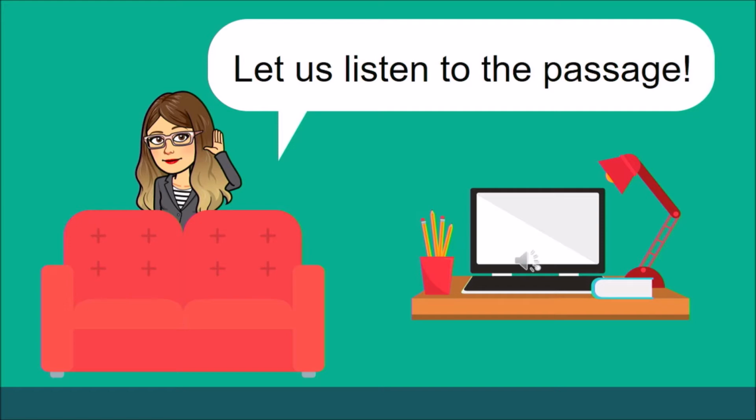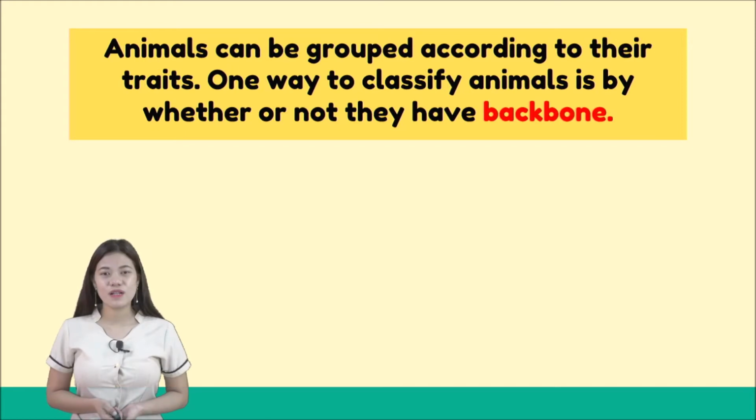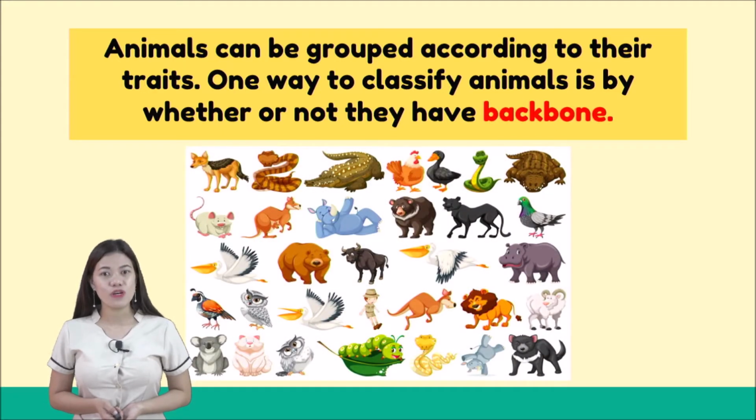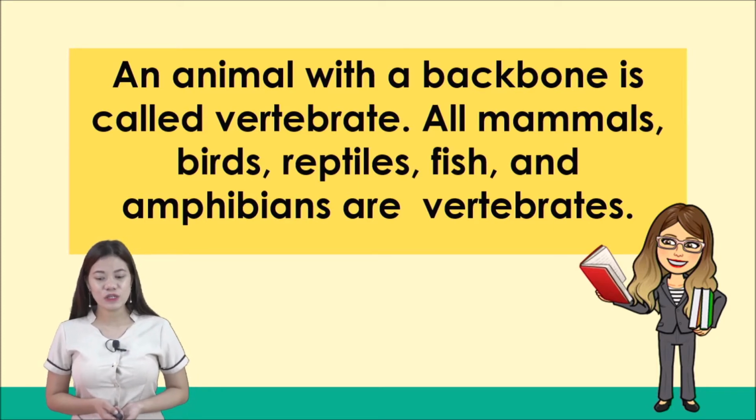Now, let us read our passage, kids. Animals can be grouped according to their traits. One way to classify animals is by whether or not they have backbone. An animal with a backbone is called vertebrate. All mammals, birds, reptiles, fish, and amphibians are examples of vertebrates. So let us look at their pictures.